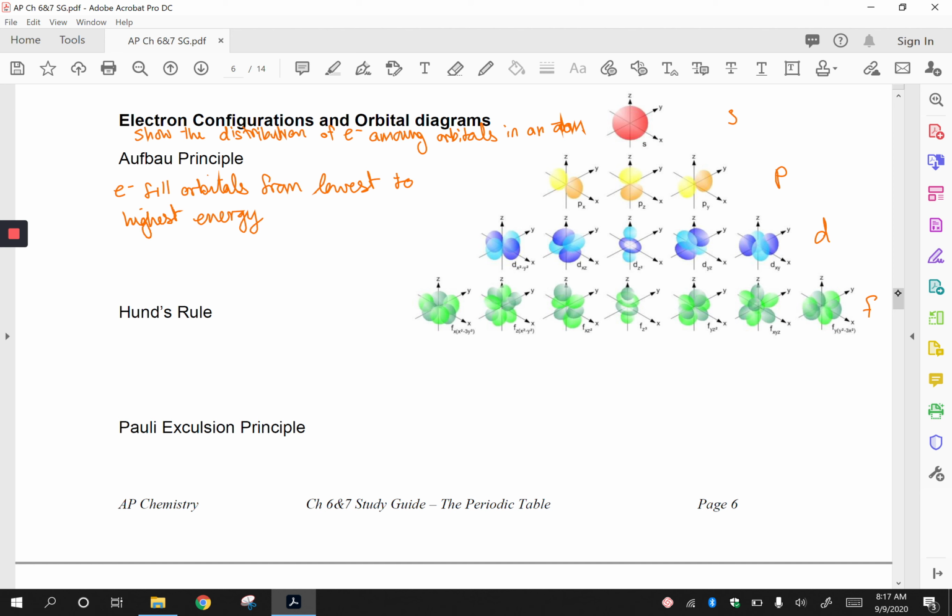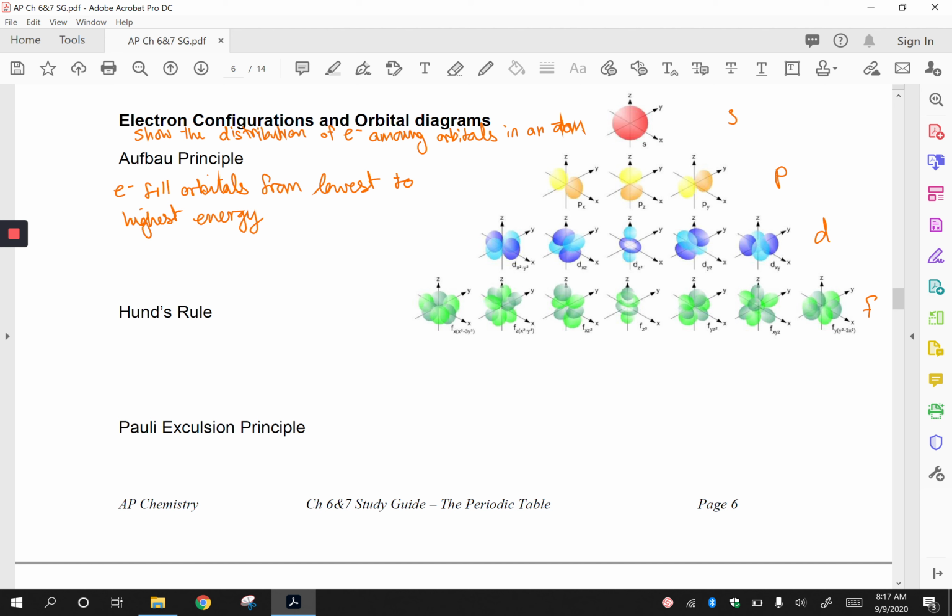And so if you have something like a 3D, that might be slightly higher in energy than a 4s, for example. And so we fill it up from lowest to highest energy in terms of orbitals, not necessarily the whole energy level filled up first before we go to the next.